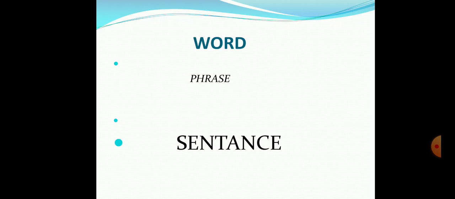Next one, your sentence. A sentence is a group of words which gives a complete meaning to the reader. It gives a complete sense to the reader. It is called a sentence.